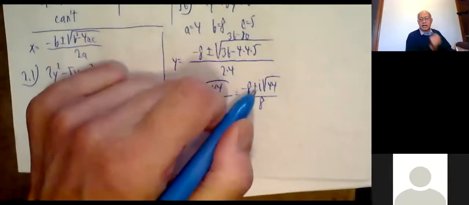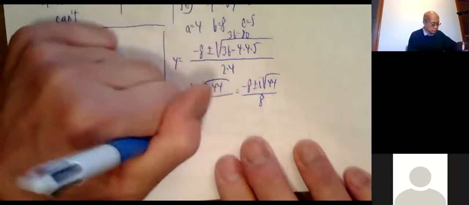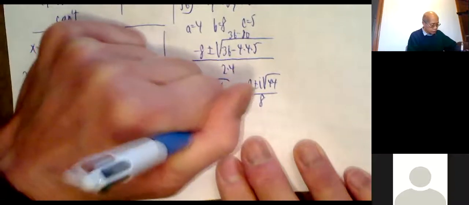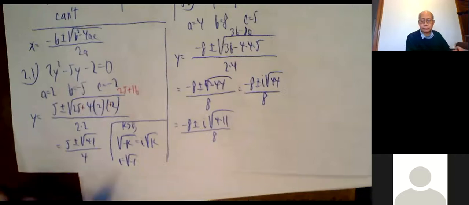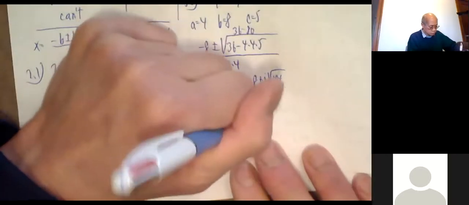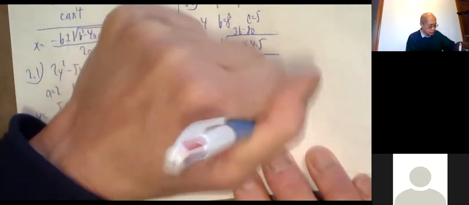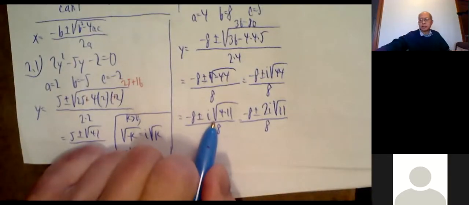All right, that's basically it, except we're supposed to reduce this. 44 is 4 times 11, right? So negative 8 plus or minus i radical 4 times 11, all over 8. Square root of 4 is 2. Take out the 2: i radical 11 over 8. And this problem just doesn't want to stop. We can actually still keep going.